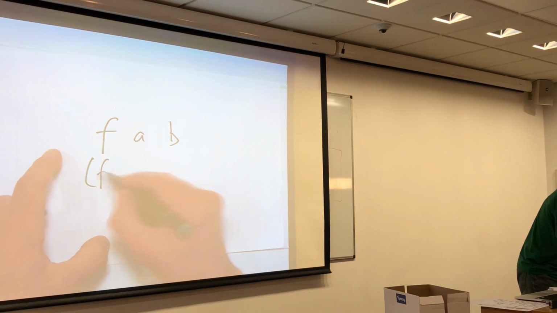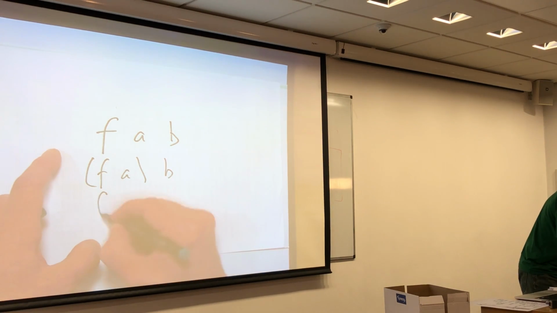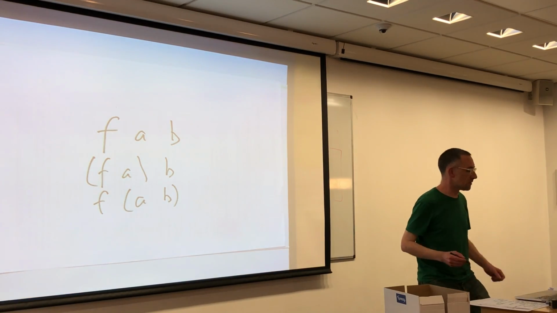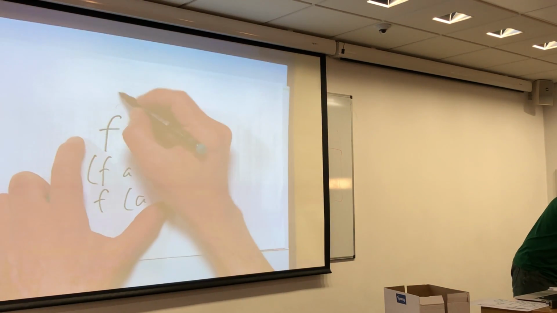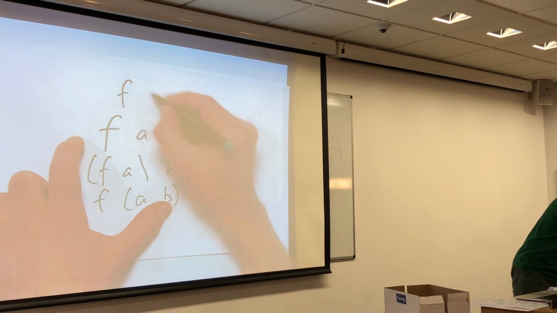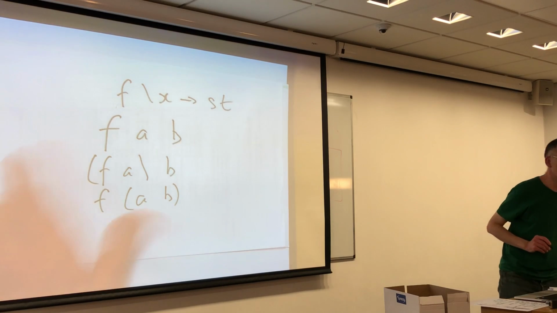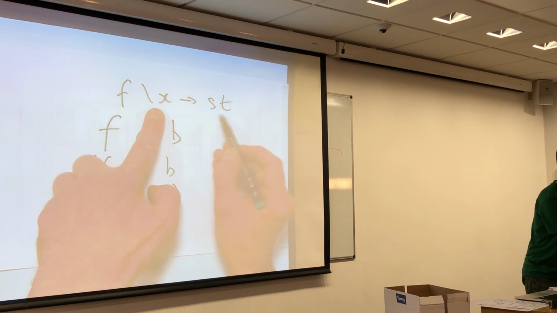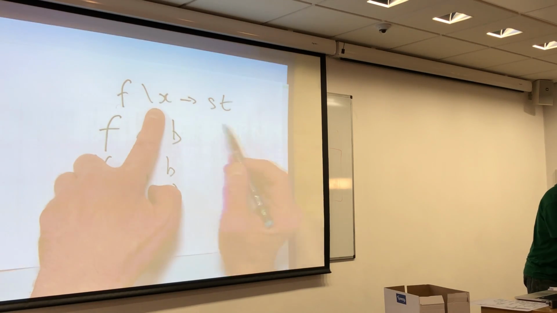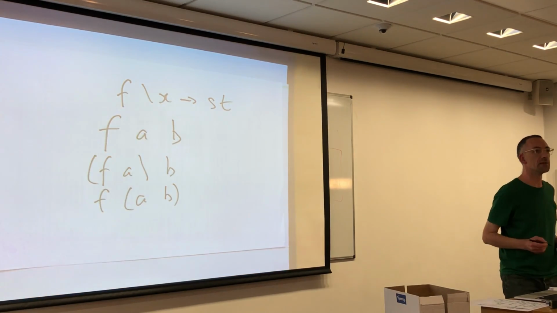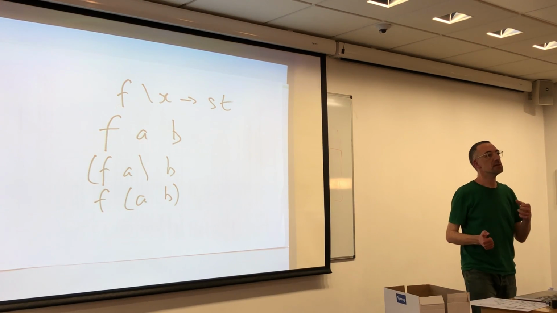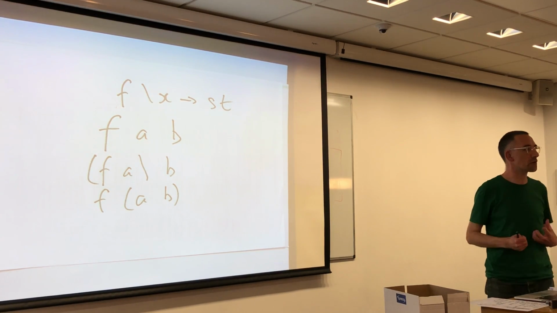That might mean f of a, b, and f of a, b. And it gets even worse with things like f lambda x arrow s t, where you know that at least the s must be in the body of the lambda, but maybe the t is as well, and stuff like that. So the grammar alone there hasn't explained the conventions for grouping, right?